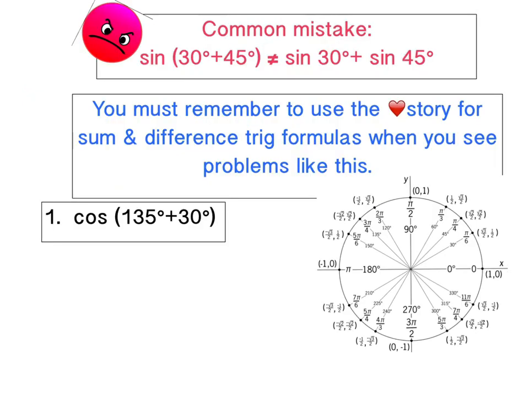A common mistake with these types of problems is students see sign in front of the parentheses and they think they're supposed to distribute it to both numbers to look like that. That is not the correct thing to do, because this is not multiplying by sign. This is sign of something. So when you see this, you have to use the sum and difference formulas, the love story, Sinbad, Cosette.